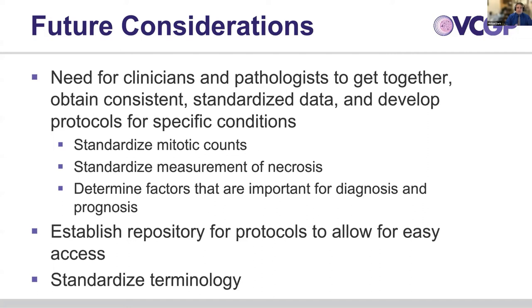So for future considerations, there's a real need for clinicians and pathologists to get together to obtain consistent standardized data and to develop protocols for specific conditions. Obviously this ties in with a lot of the other presentations that have been going on with the VCGP group: standardizing mitotic counts, standardizing necrosis measurements, determining factors that are important for diagnosis and prognosis, which comes straight back to outcome assessment. Making sure that this is done in a standardized manner so that everybody's doing the same thing the same way. And then establishing a repository for protocols to allow for easy access and standardizing terminology. So trying to get everybody on the same page as far as how we report this out.